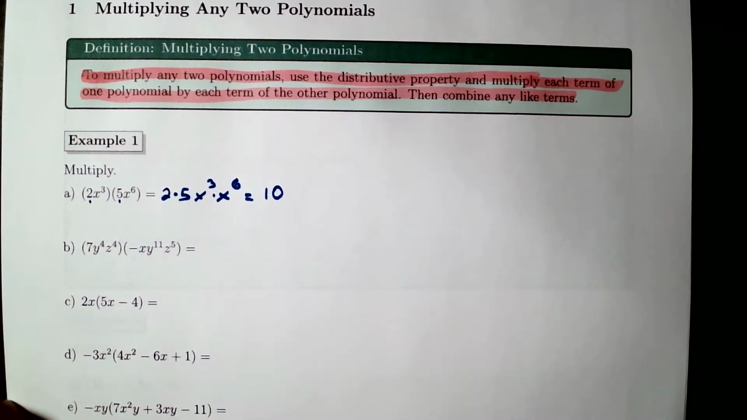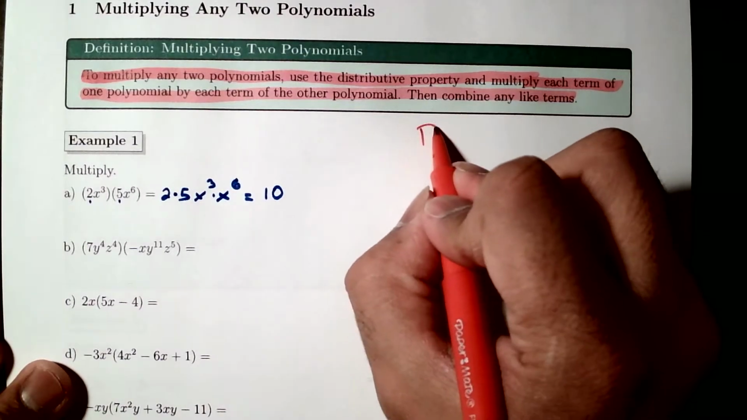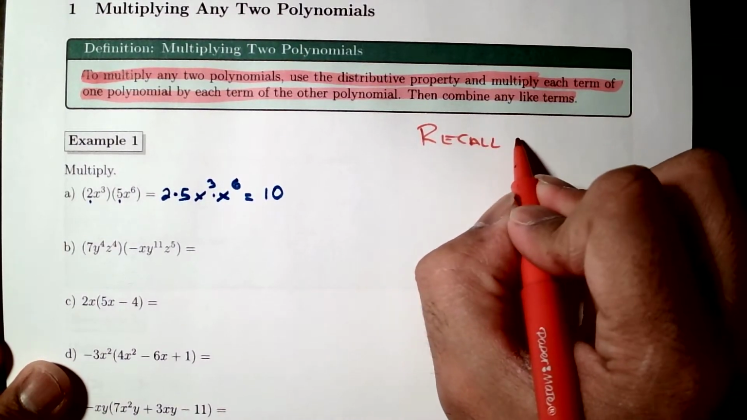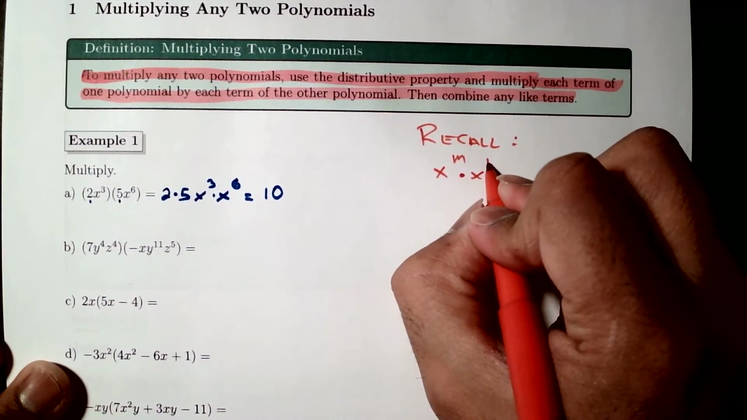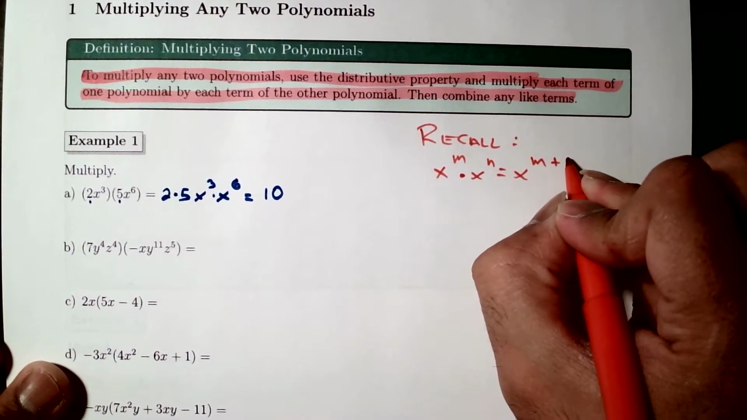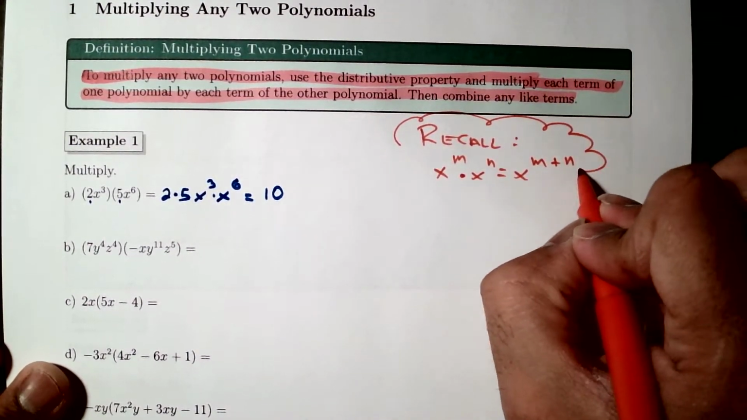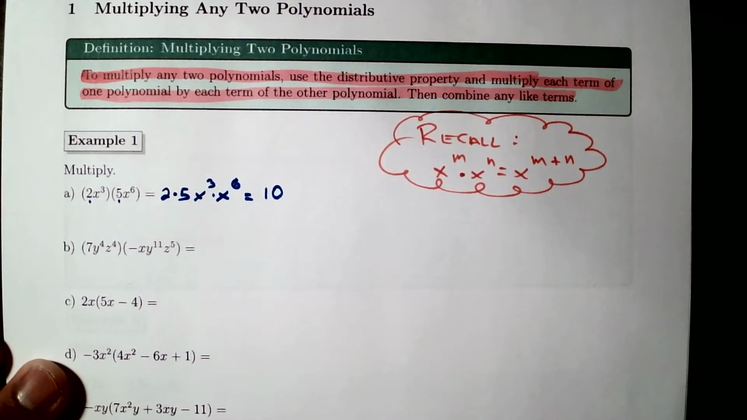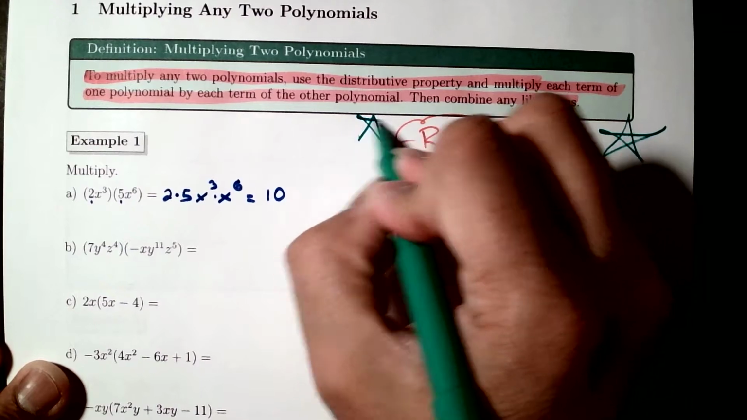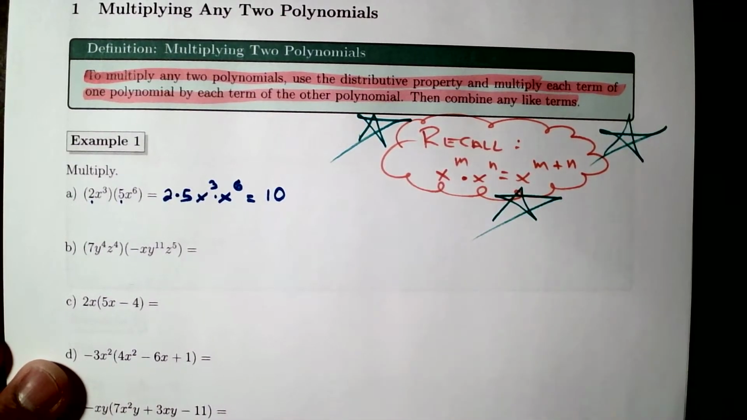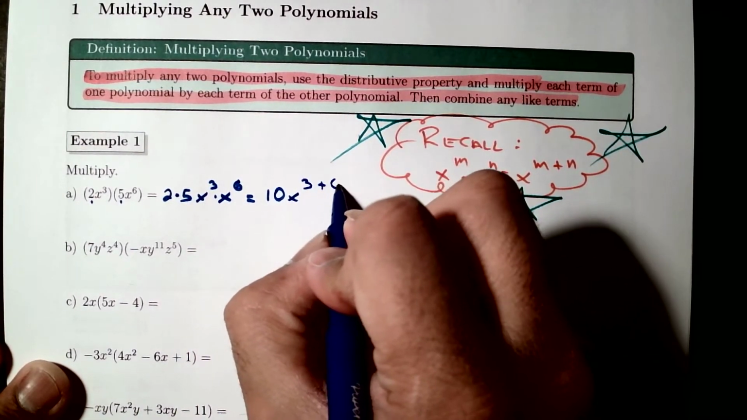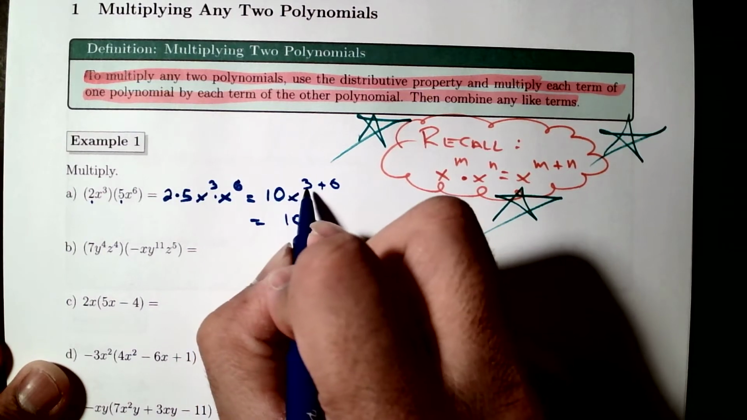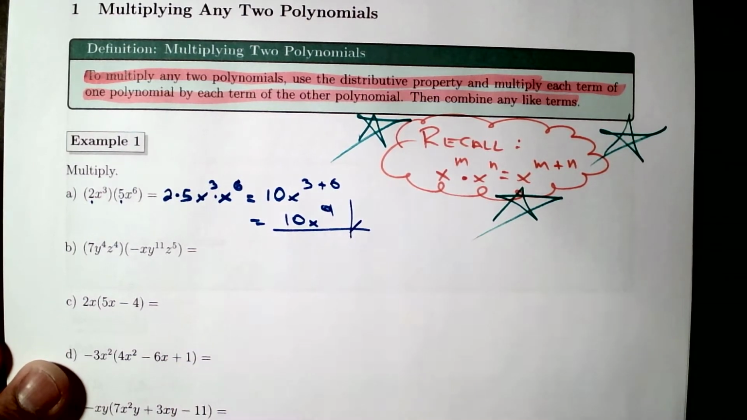And then, before proceeding, you might want to recall that when we have x to some power m times x to some power n, that's x to the m plus n. In other words, when we multiply the same base, we add the exponents. So in this case, add 3 plus 6 to obtain 10x to the 9th power. Okay, so this is our final answer.